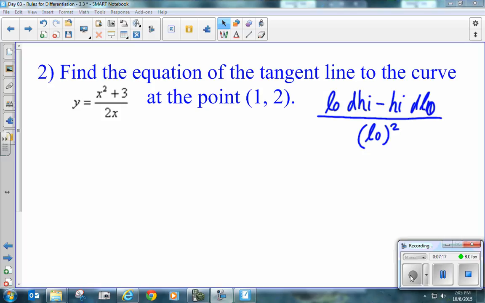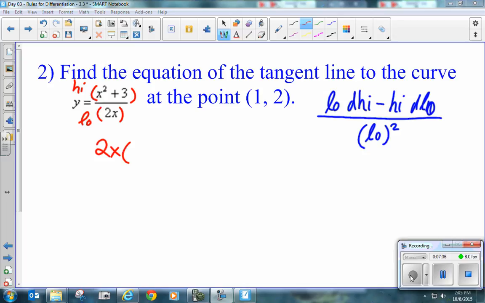I hope you guys realize at this point, this is the high part, and this is the low part. All right? And we still use the chain rule to find the derivatives of the high and the low separately. So, let's do this. Low, that's 2x, times the derivative of the high one. Well, what's the derivative of x squared plus 3? 2x. Yeah, and then it's 0, right? Derivative of 3 is 0, so it's just 2x.